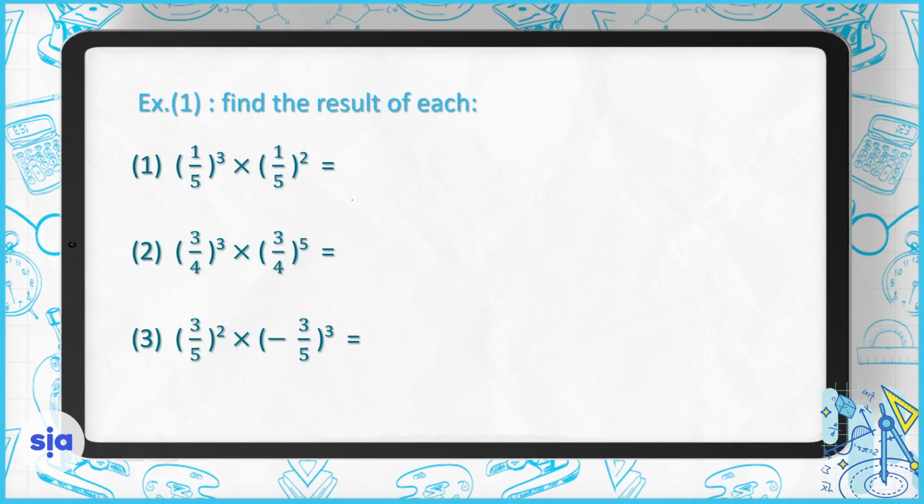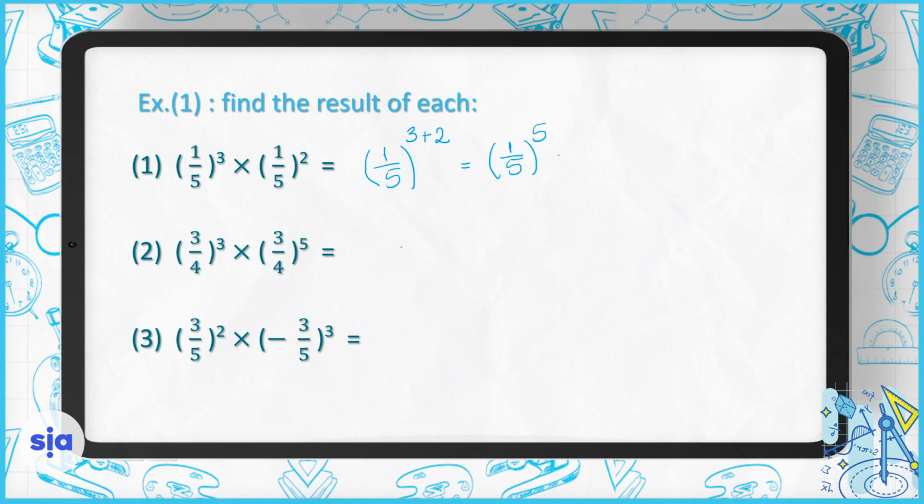Question number 1. 1 over 5 to the power of 3 multiplied by 1 over 5 to the power of 2. The base here in both fractions is 1 over 5. So if you have them having the same base, we can easily combine the powers. So it will be 1 over 5. If you multiply, we add the powers. So it's 1 over 5 to the power of 3 plus 2, which is 1 over 5 to the power of 5.